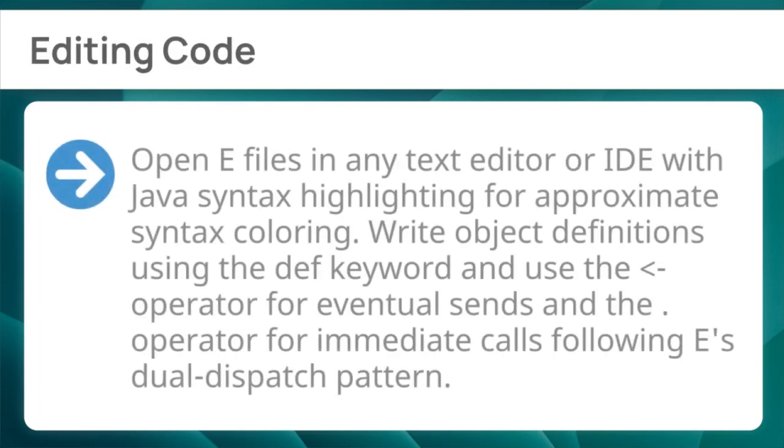Next, editing code. Open E files in any text editor or IDE with Java syntax highlighting for approximate syntax coloring. Write object definitions using the def keyword and use the operator for eventual sends and the operator for immediate calls, following E's dual dispatch pattern.